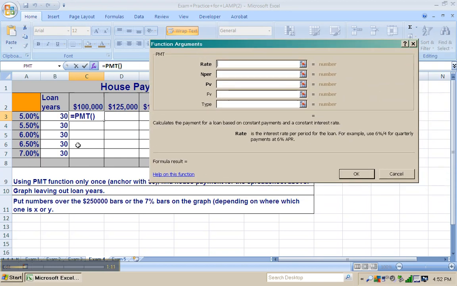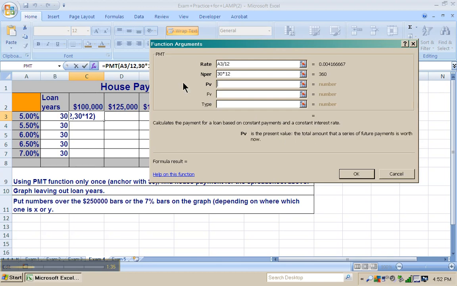So the rate would be equal to, and we want to know the monthly payment, so it would be equal to this divided by 12, right? And we're going to have to anchor that, and we'll do all that later. And Nper is the number of payments for the loan. And so I would just type in, so you don't have to anchor this one, 30 times 12.